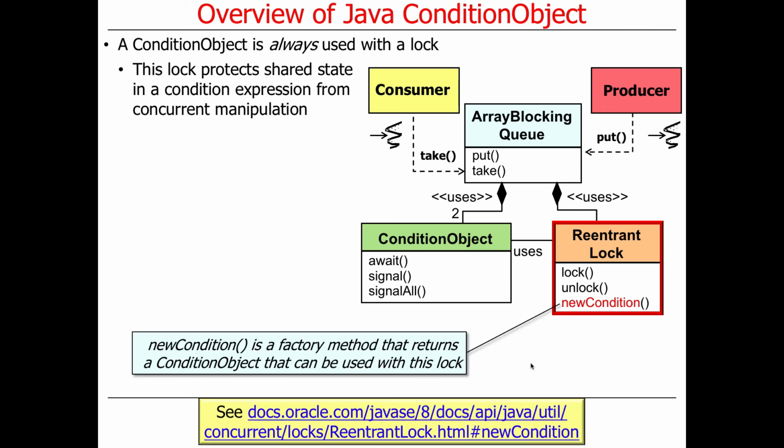There's a factory method here called new condition. And ReentrantLock has a factory method called new condition. And you remember a factory method is something that's used to make something. And this returns a condition object that can be used in conjunction with this lock. So that's where you're going to get a condition object from. So you typically don't say, new condition object. You say ReentrantLock dot new condition, and that goes ahead and makes it.